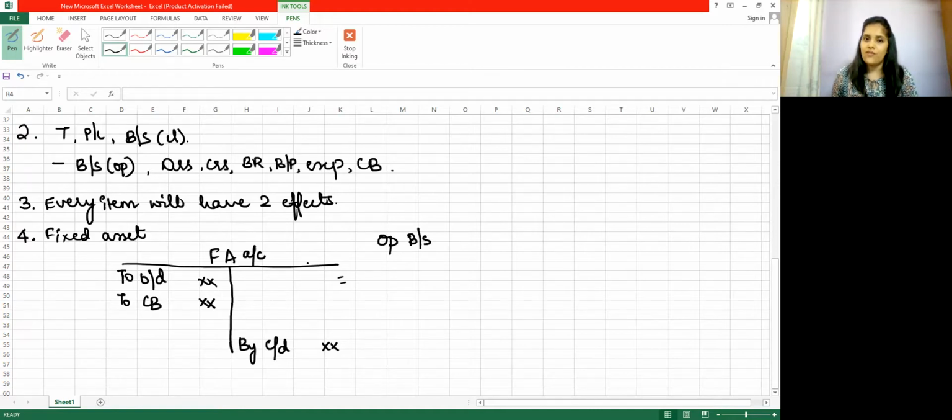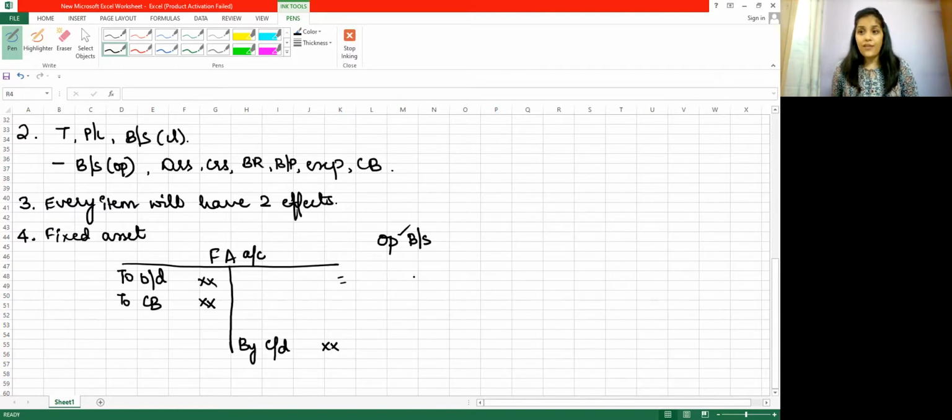So opening balance sheet will give you opening balance, and closing balance supposedly they have given. If it is a trial balance given, or opening and closing balances are given, you will put second effect to opening balance sheet, and second effect to closing balance sheet.